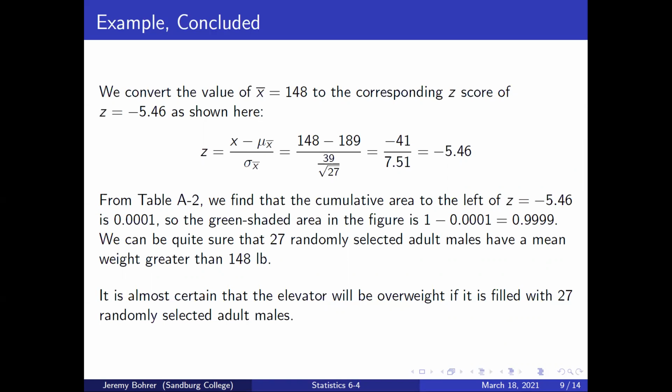From table A2, we find that the cumulative area to the left of z equals negative 5.46 is 0.0001. So the green shaded area in the figure is 1 minus 0.0001, which is equal to 0.9999. We can be quite sure that 27 randomly selected adult males have a mean weight greater than 148 pounds. It is almost certain that the elevator will be overweight if it is filled with 27 randomly selected adult males.